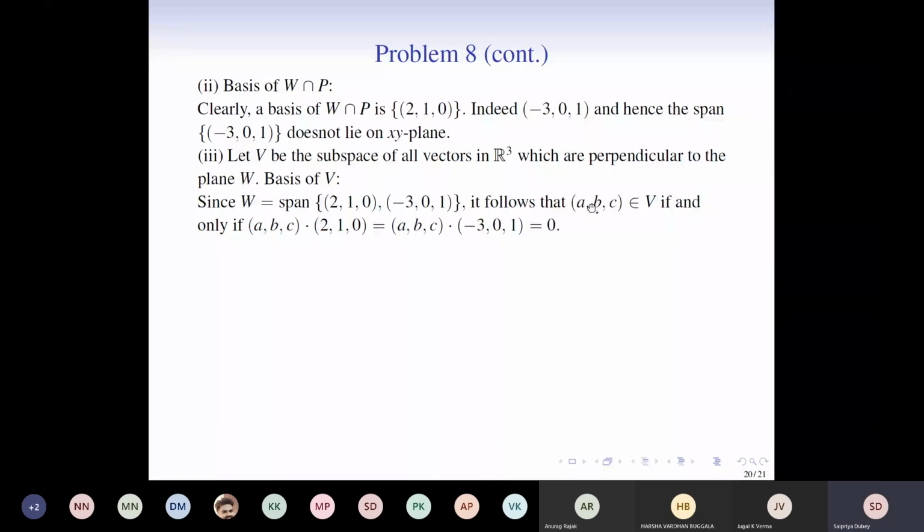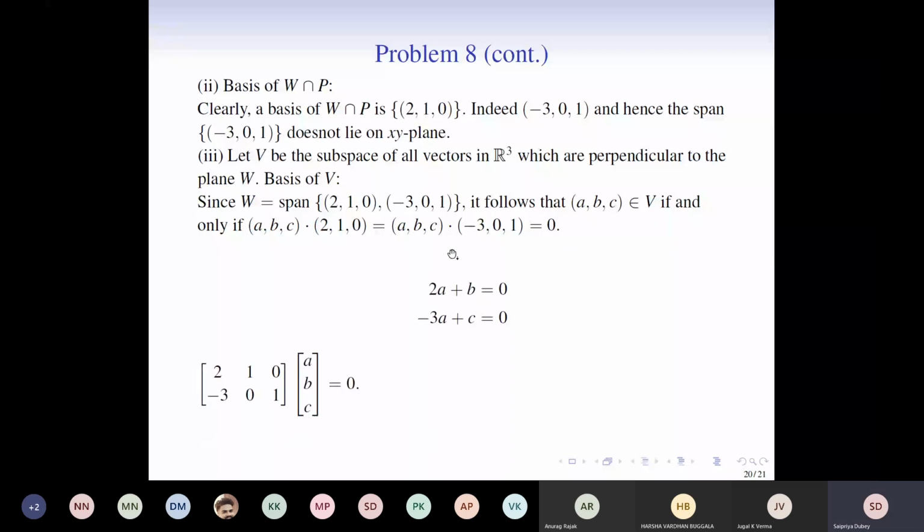So it follows that a vector (a, b, c) belongs to V if and only if its dot product, or scalar product, is equal to 0. We have seen this, right? Any two vectors are perpendicular if and only if their dot product is equal to 0. Since W consists of all the vectors in the span of this and this, any element in V will satisfy this property. Any element of V is characterized by this property.